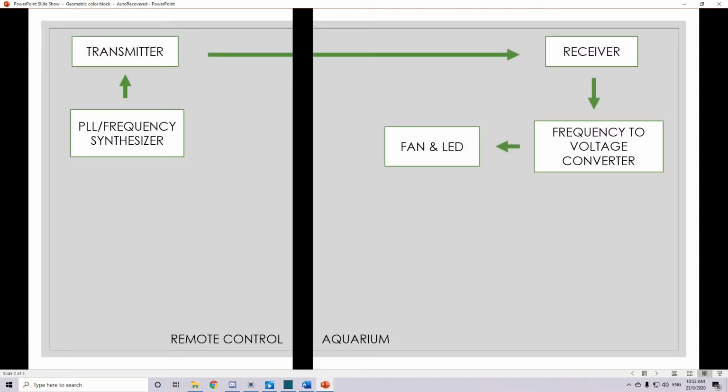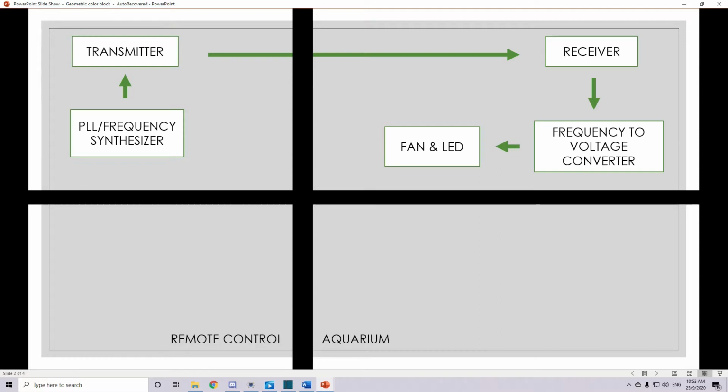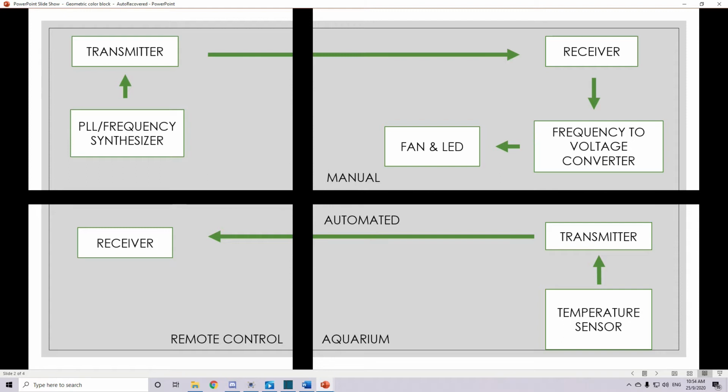Our project also supports two types of configuration: one is manual and the other is automated. For the automated part, we will be using a temperature sensor that will transmit frequency or data into our receiver and back to the PLL in order to control the fan and LED speed. Without further ado, let's dive into the simulation part.